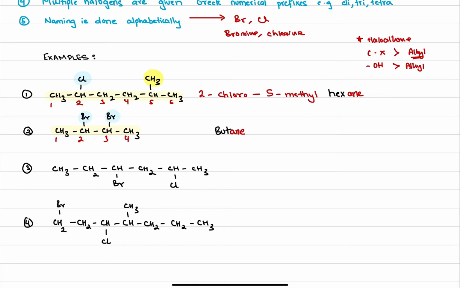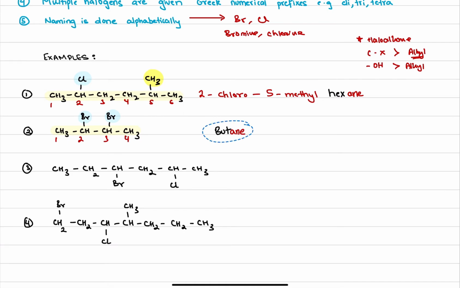Now, make sure that you understand that even if we started from this side, it would have made no difference, because the bromines in this case are at the 2 and 3 position, and even in this case they would have been at the 2 and 3 position. So it doesn't matter how you number it in this case. So for now, I'm numbering it like this.